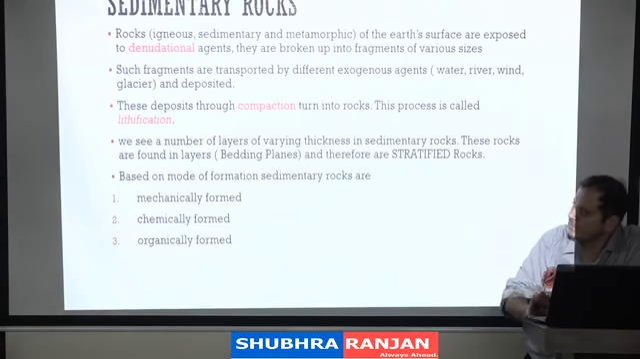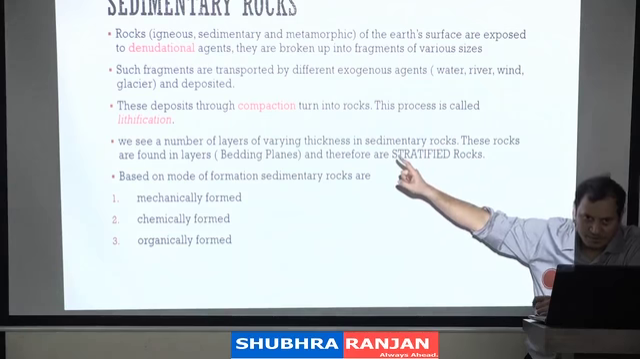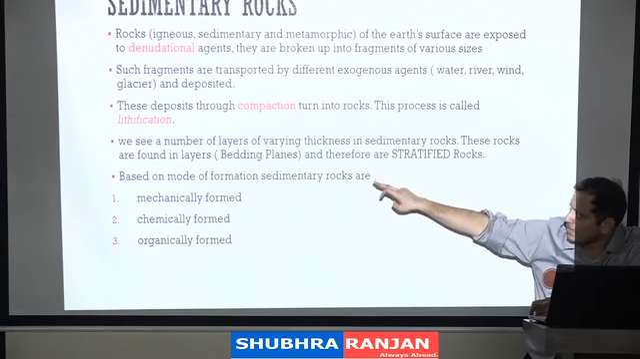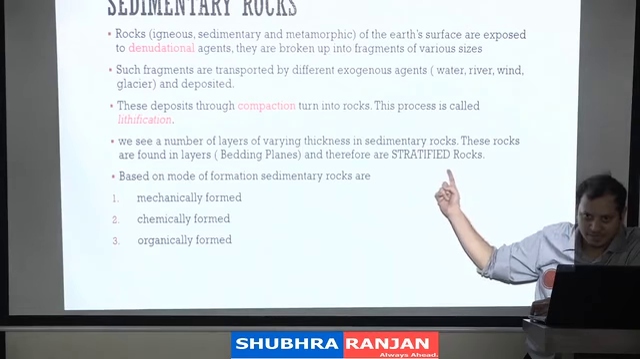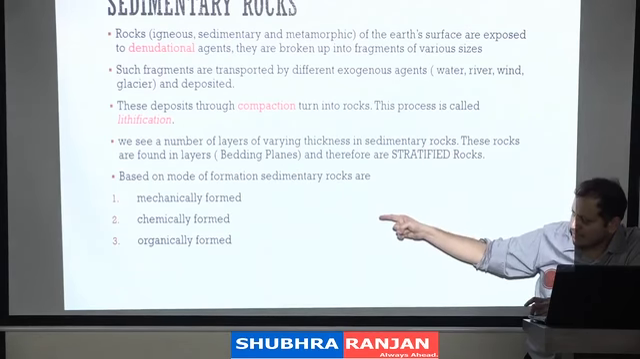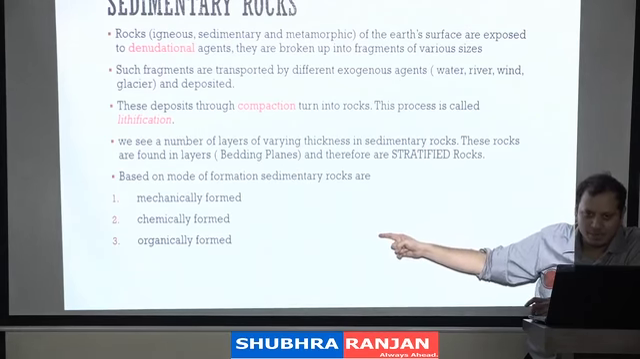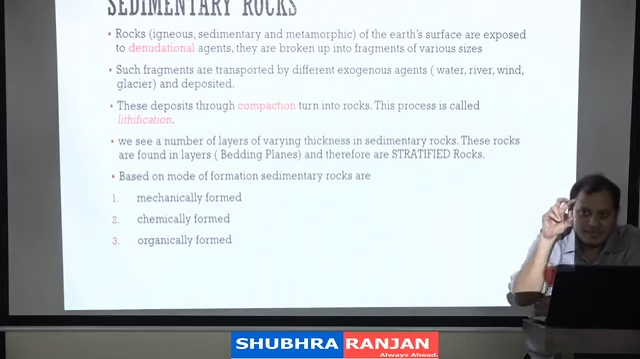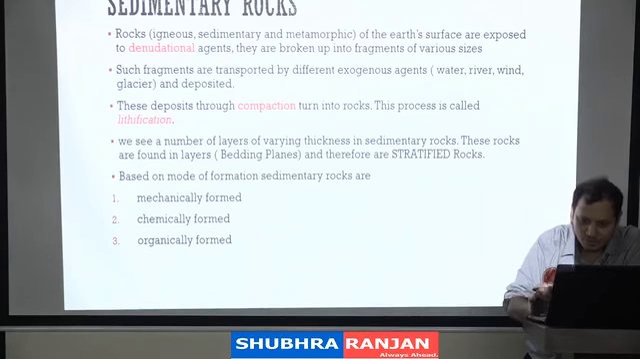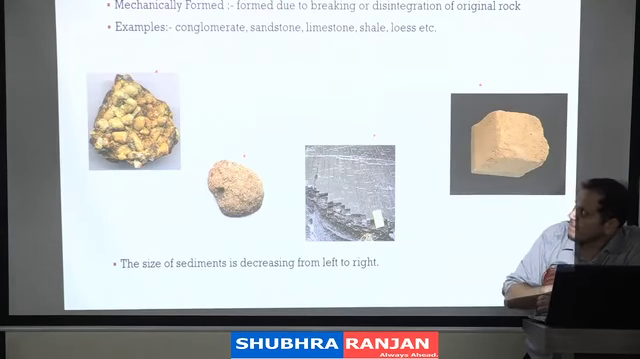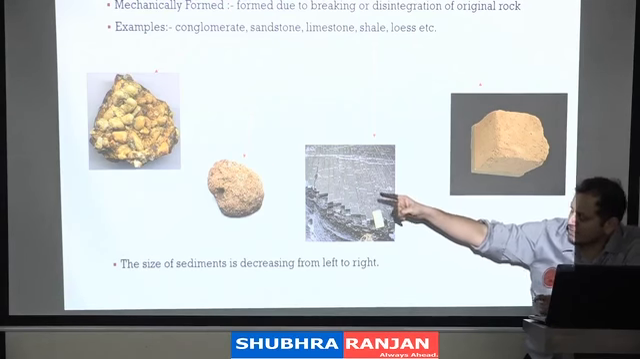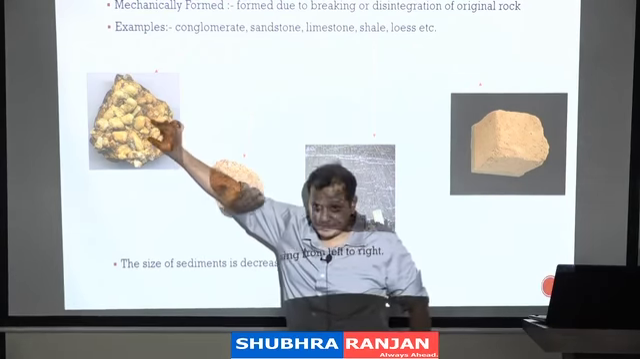Sedimentary rocks, denudational agent, keywords I have highlighted: compaction and lithification. They are found in the bedding planes and therefore they are known as stratified. Three types: mechanically formed, chemically formed and organically formed. Based on this, for mechanically formed, we divide it by the size of the grains from larger to smaller. So on the size of the grains, mechanically formed sedimentary rocks are conglomerates. Conglomerates because the size of the sediments is bigger.